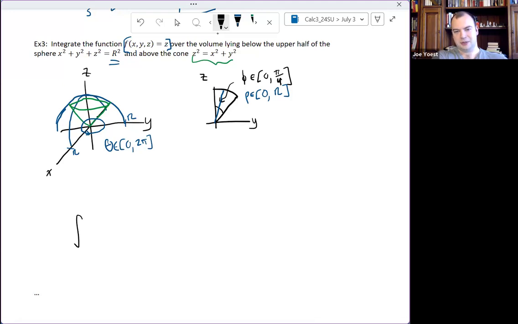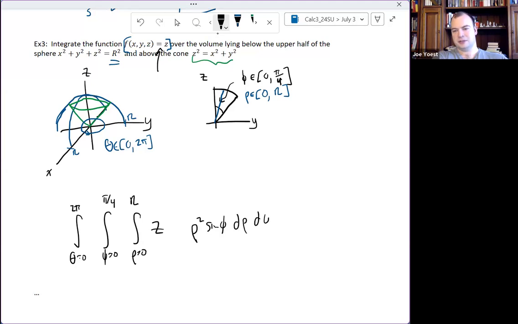So I'm going to integrate theta going from 0 to 2 pi, phi going from 0 to pi over 4, and rho going from 0 to the constant big R. I'm integrating my integrand. I'll just write it as z for the time being, but we'll think about that in a second. And then I have rho squared sine phi, d rho, d phi, d theta.